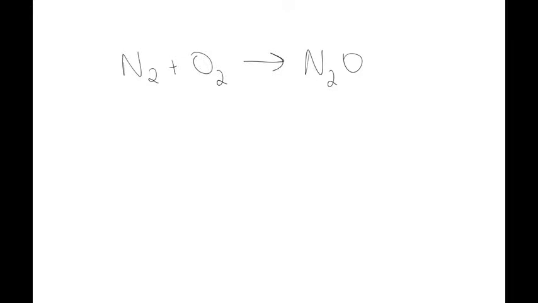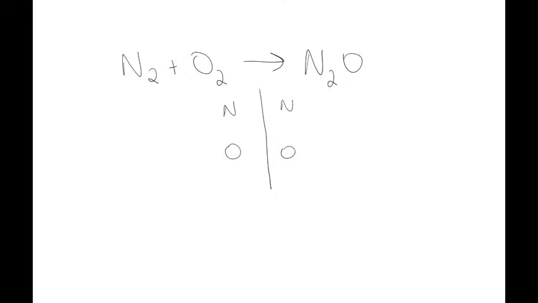We're going to start off by balancing a simple chemical equation. We have nitrogen plus oxygen forming dinitrogen monoxide. The first thing that we need to do is list the elements that we have on the reactant side, which is this side, and the product side, which is this side.